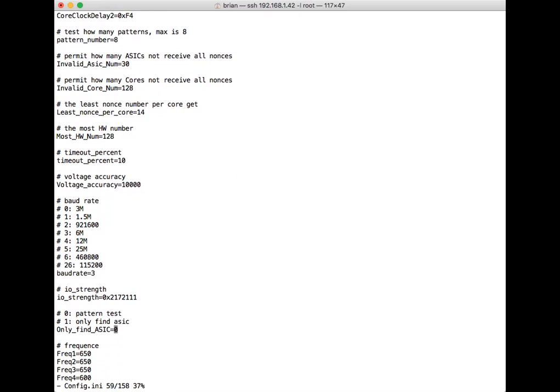Only find ASIC to 1, and it would just run the ASIC search test, which is probably in the majority of times how you're using it. You're struggling with a chip you dropped, and you're trying to see if you repaired the chip and see if it finds 30. If it finds 30, you're all happy.